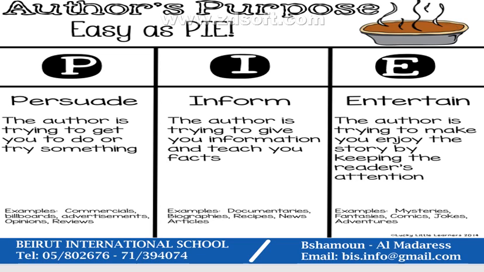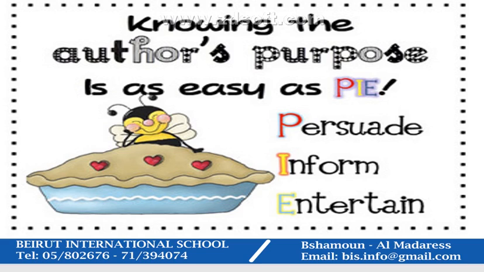So, to understand the three main reasons, I want you to memorize the three key words. Knowing the author's purpose is as easy as pie. I want you to remember the pie. There are three main reasons for the author to write for us, the readers. P, to persuade, to make us believe in something or to try something. I, to inform us about something new or fact. E, to entertain, for joy, using, as I said, comic books, stories.